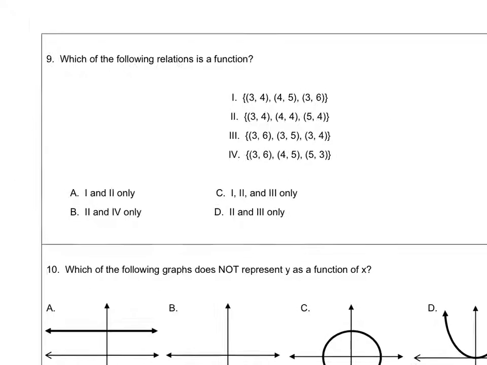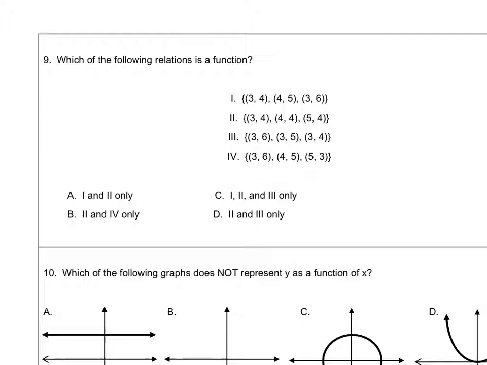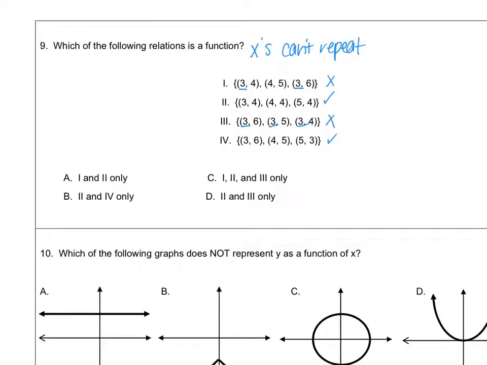Number 9. Which of the following relations is a function? Again, for it to be a function, your x's can't repeat. So let's look at this. On 1, I have 3, 4, 3. So 3 and 3 repeat, so that is not a function. On 2, I have 3, 4, 5. Each of those x values are different, so it is a function. On 3, I have 3, 3, 3. My x is repeated there, so this is not a function. And on 4, I have 3, 4, 5. Those don't repeat, so it is a function. So the answer here would be functions 2 and 4, which gives me B.